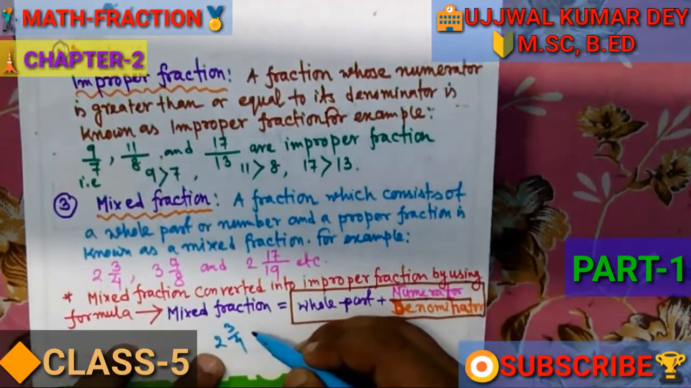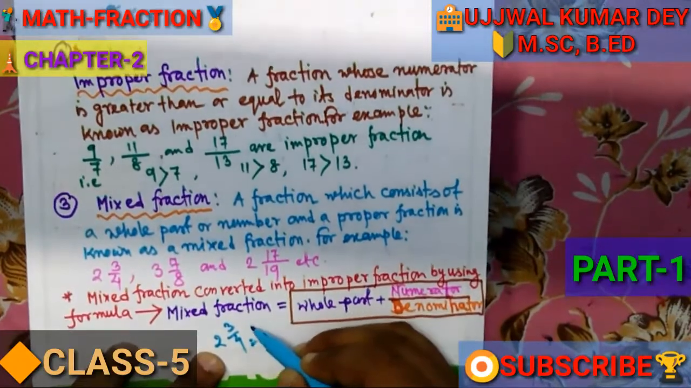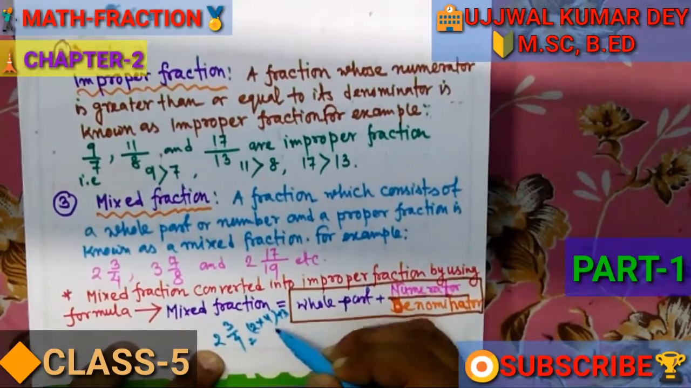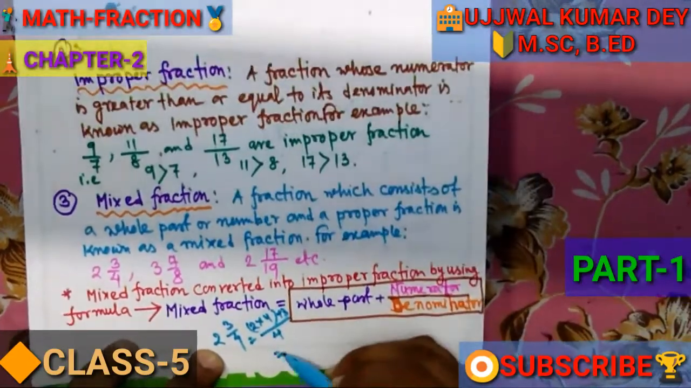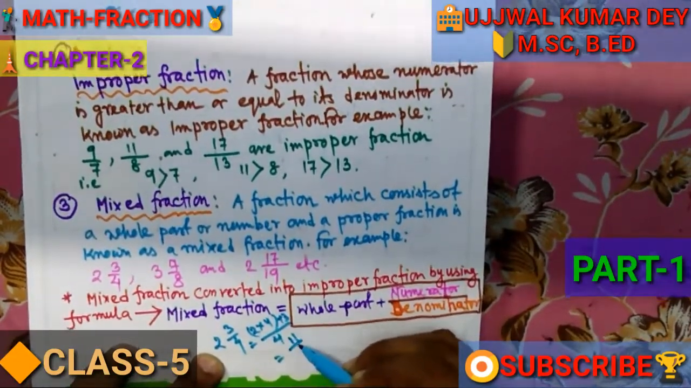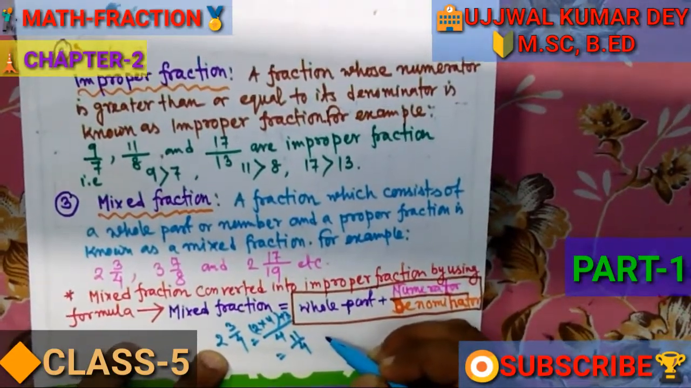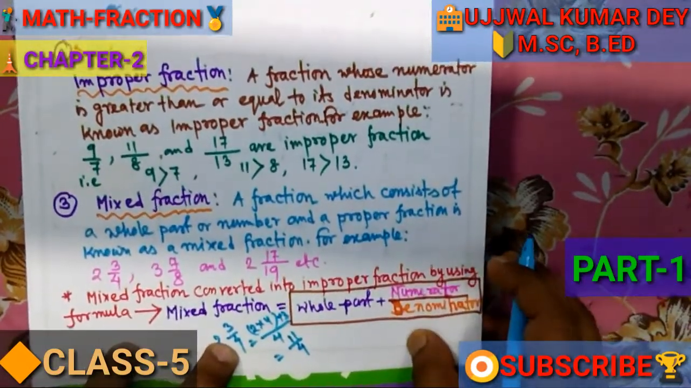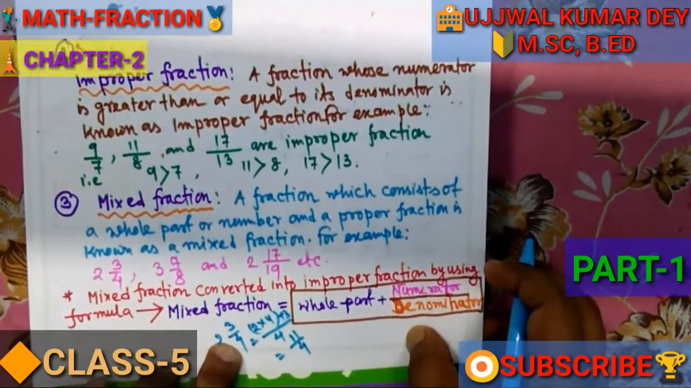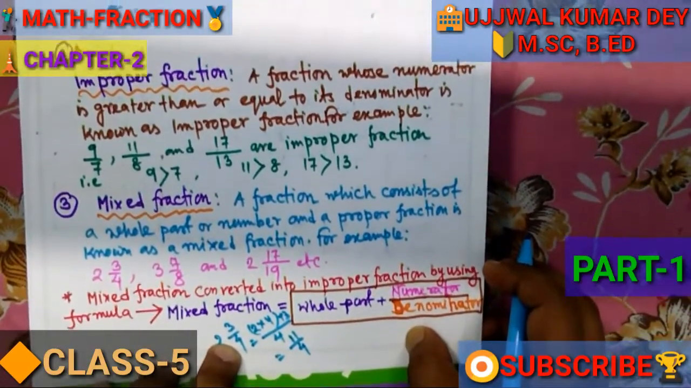How? Very easy. We write here 2 into 4 plus 3, divided by 4. That means 8 plus 3, that means 11 by 4, which is an improper fraction. Right children? I think you have understood this chapter well, and next I will go into more detail.